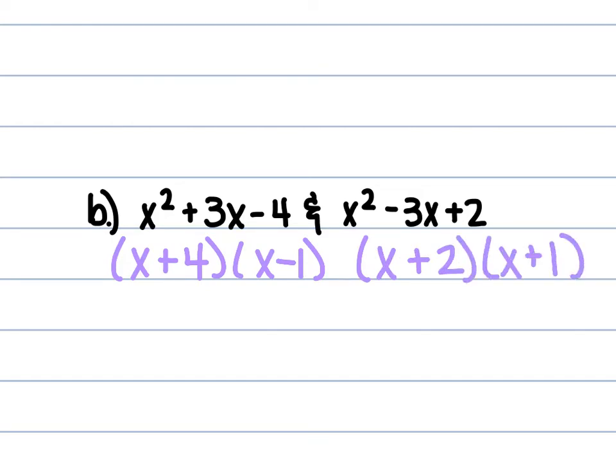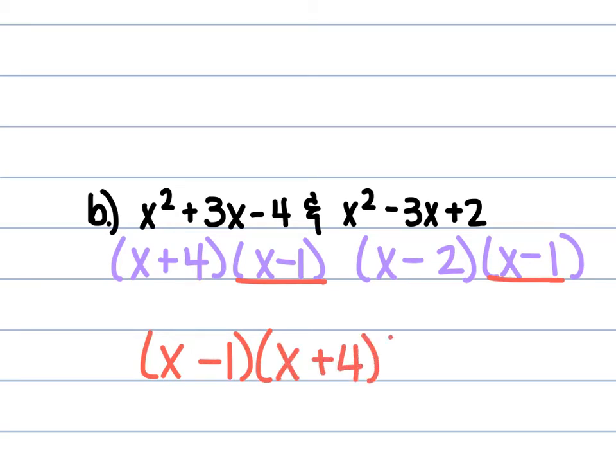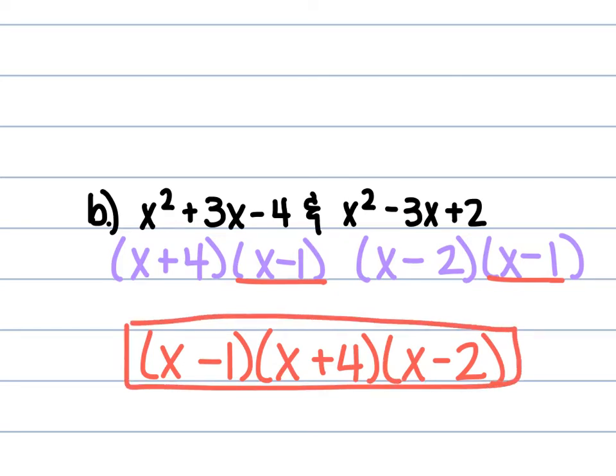So what's the same in these? The x minus 1s should be the same. So we have a minus here and a minus here. All right, so these should be negatives. So the x minus 1 is the same on both, so we're going to rewrite the x minus 1 just once, and then we're going to rewrite anything else that just occurs once as well. So it's just x minus 1 times x plus 4 times x minus 2.